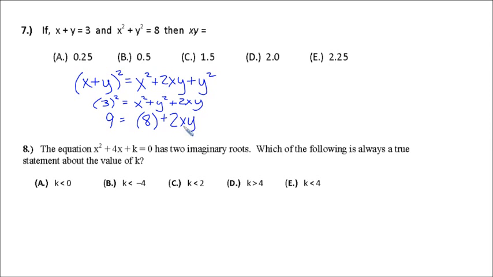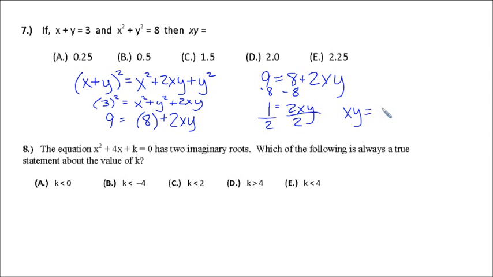So if you just use some basic algebra, let me rewrite this over here. 9 equals 8 plus 2 times xy. You would subtract 8 from both sides. That leaves you with 1 equals 2xy. Divide by 2 to solve for xy. And then you do get xy equals 1/2. 1/2 as a decimal is 0.5. So the answer is B.